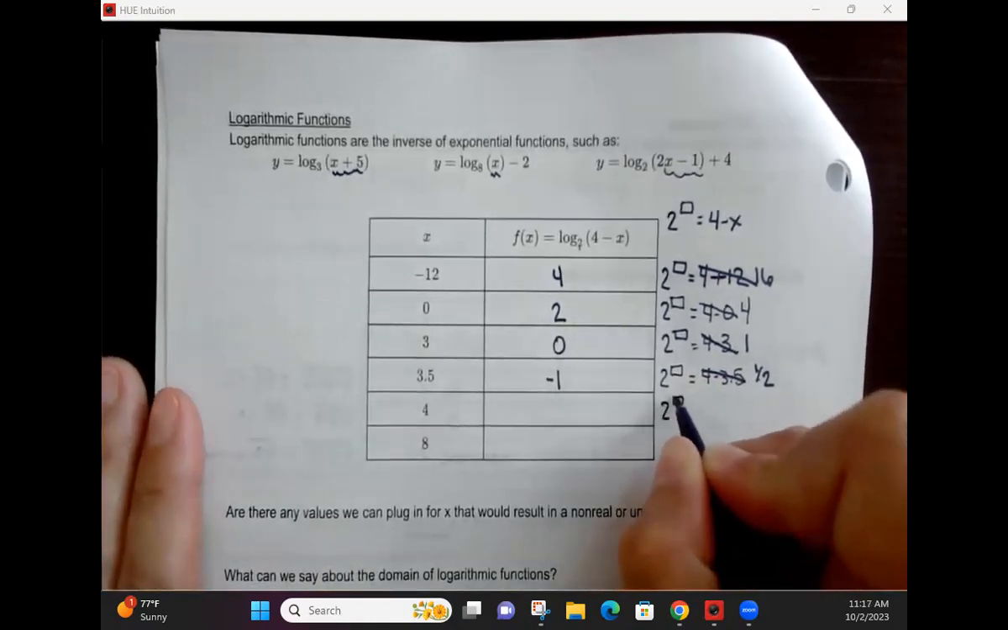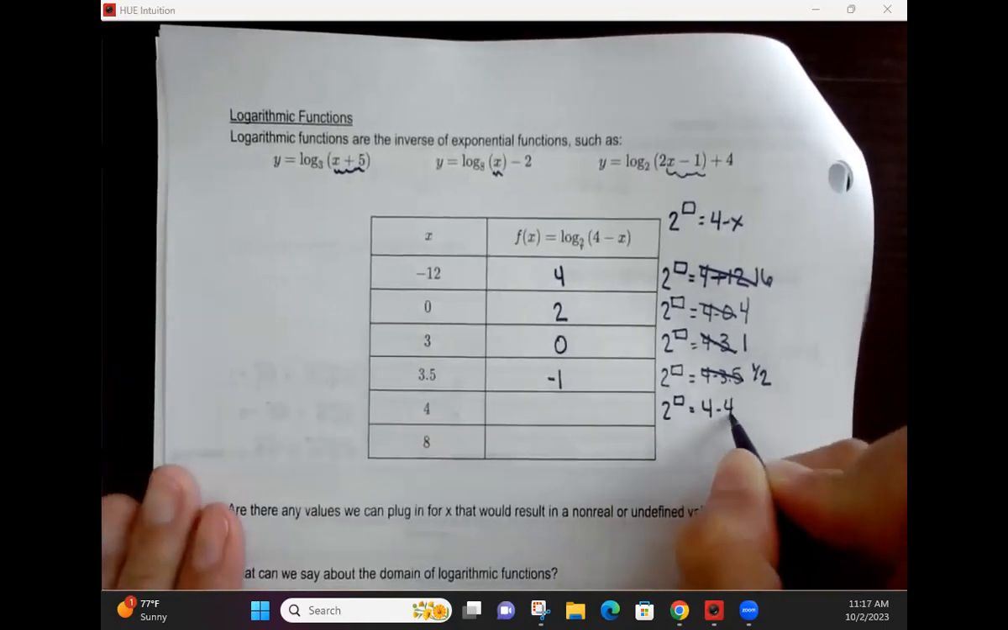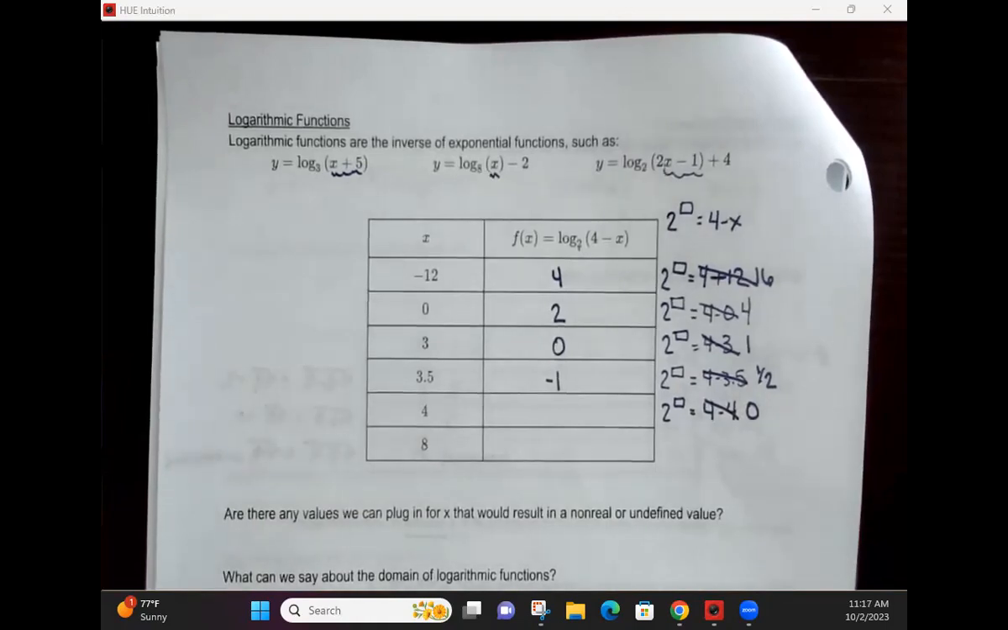2 to what power would give me 4 minus 4? 4 minus 4 is 0. 2 to what power would give me 0? Nothing, right? That's a problem. I can have 0 as an exponent. 0 as an exponent is okay. We saw that when we plugged in 3, right?